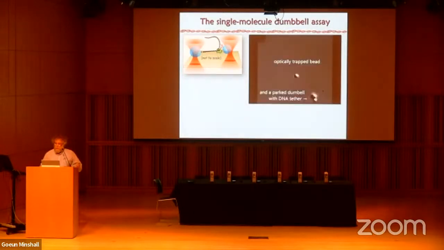We're going to set up the apparatus. What you'll see in the moment when we start the video is an optically trapped bead. And then this is one of these dumbbells that's sitting on the surface. One of the beads is stuck to the surface and the other is running around like a mad dog on a leash because it's doing Brownian motion on the end of the DNA. But for now, concentrate on this bead.